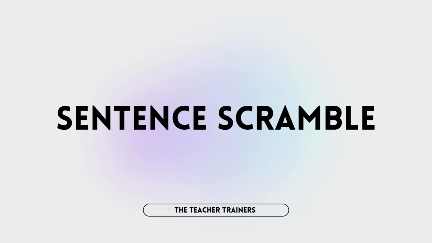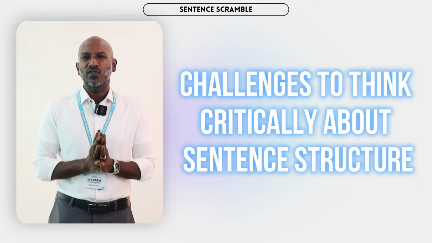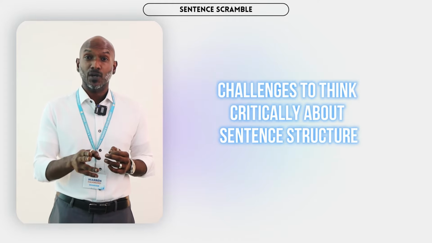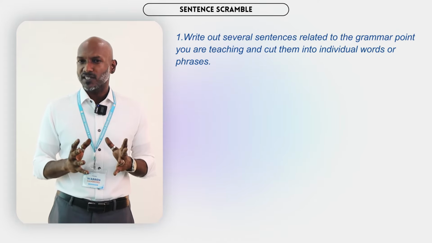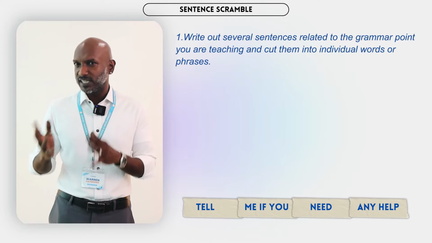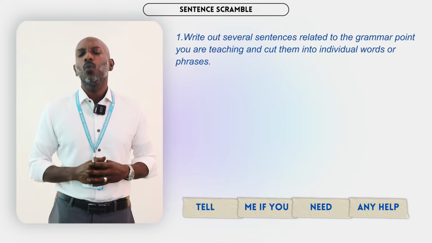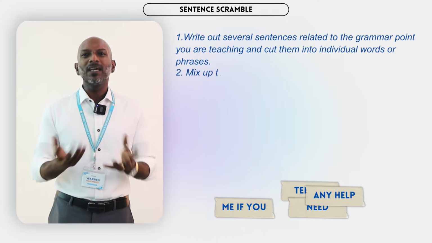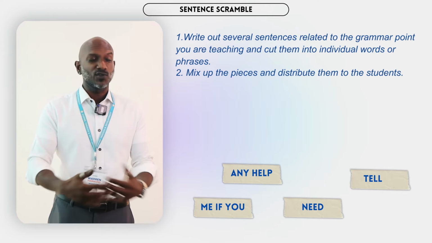Number 3, Sentence Scramble. This next activity is a classic but challenges students to think critically about sentence structure. Number 1, write out several sentences related to the grammar point you are teaching and cut them into individual words or phrases. 2, mix up the pieces and distribute them to the students.